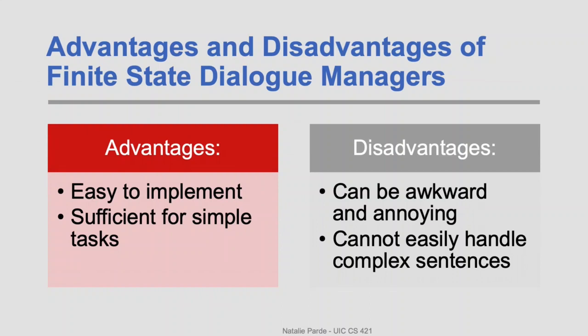So to summarize the pros and cons of finite state dialogue managers, their advantages are that they're easy to implement and sufficient for simple tasks. In some cases, you really just don't need a super fancy dialogue system, and finite state dialogue managers are great for those cases. However, their disadvantages are that they can be awkward and annoying at times, and they also struggle to handle complex inputs.